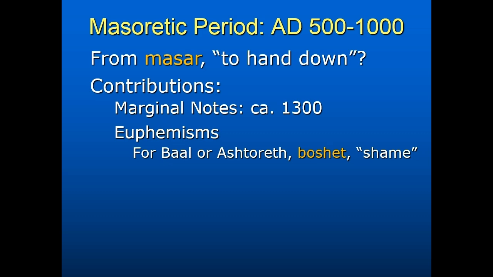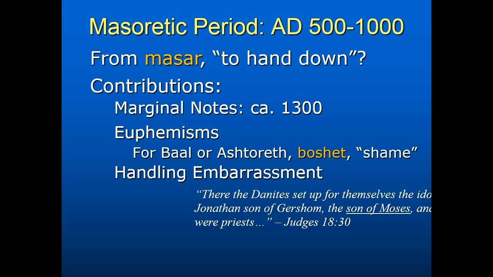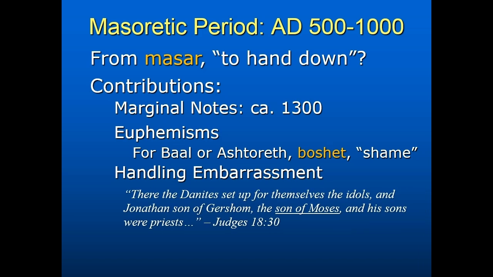Last, we find that a very few places in the text were just too embarrassing for the rabbis to leave untouched. Here's one. Judges 18:30 says, "There the Danites set up for themselves the idols, and Jonathan, son of Gershom, the son of Moses, and his sons were priests." Oh my! So the people of Dan, sliding into idolatry, appointed priests to their pagan gods, and one of them was a grandson of Moses? How could such a thing be? But it's in the text, and we can't change it.